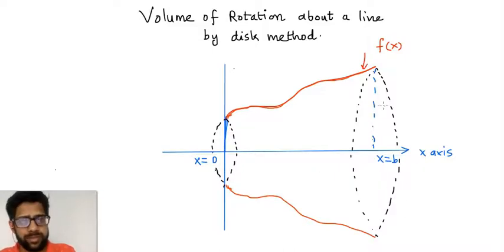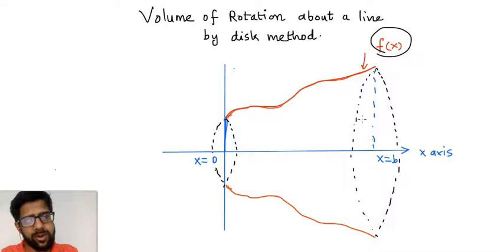Our objective for this video is to find such a volume formed between x is equal to 0 to x is equal to b. All we have is the function and the limits are given to us. Now how to get this volume? Let us understand the basic concept first. So this is an irregular shape. We use the disk method to calculate such volume.